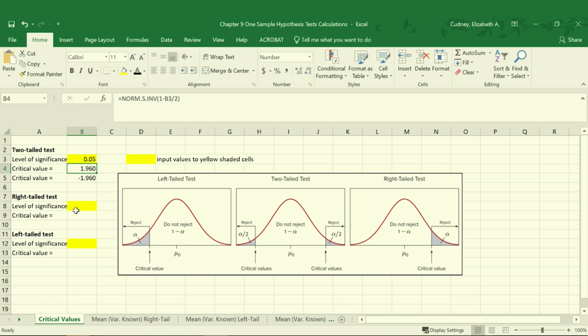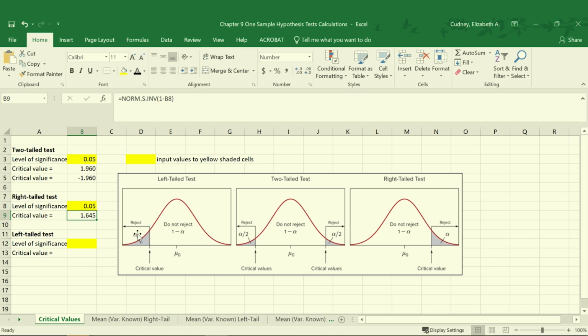Let's take a look next at our right-tailed test. With our right-tailed test, we're just using the value of alpha instead of alpha over 2. So here, let's assume that we're solving for an alpha value of 0.05. Our critical value then will be our norm.s.inverse of 1 minus our value of 0.05. In this case then, our critical value is 1.645.